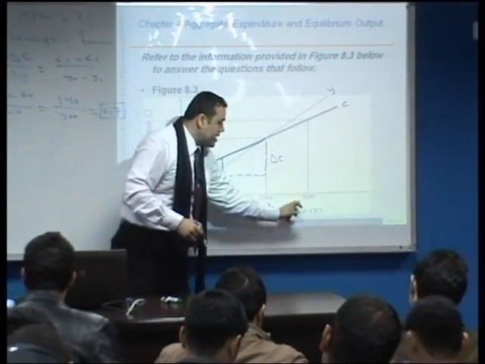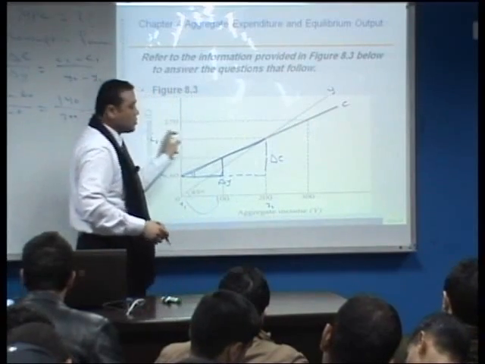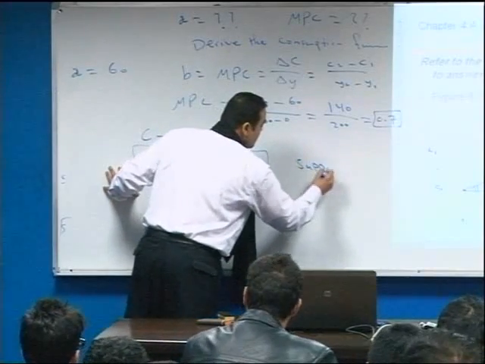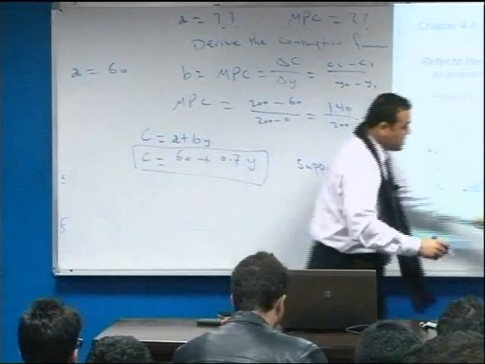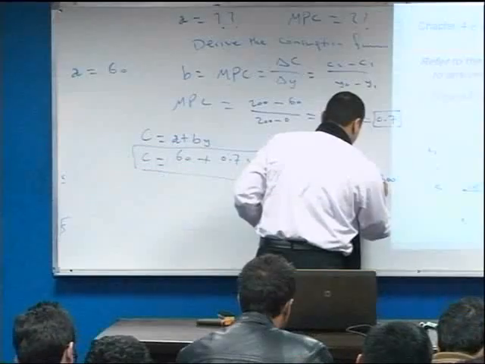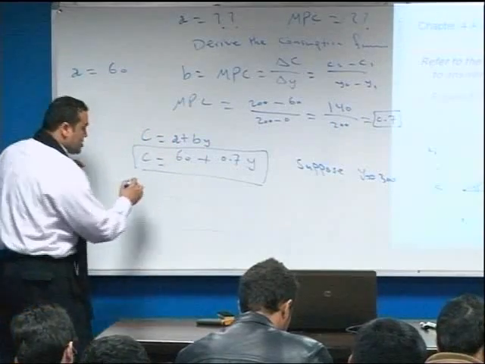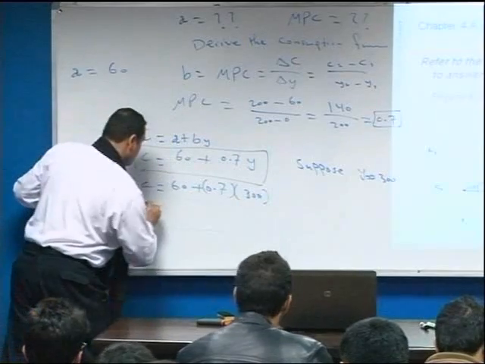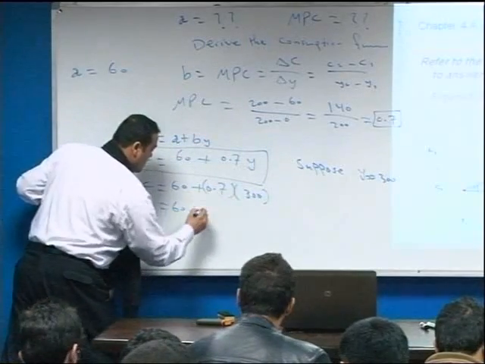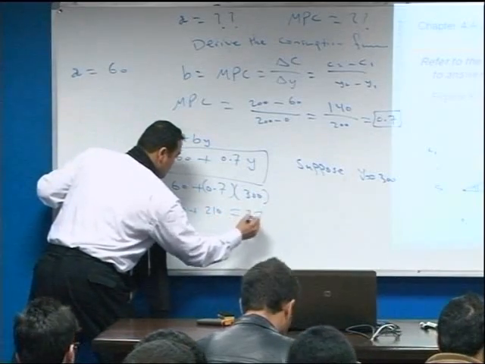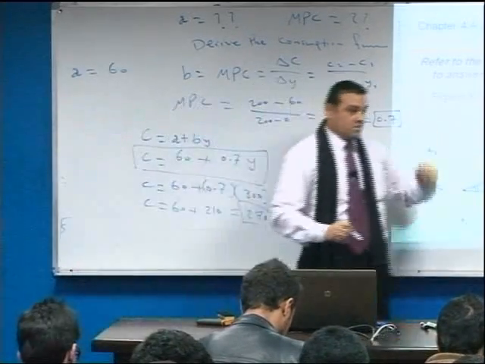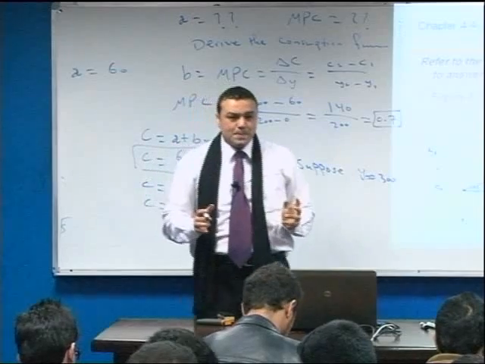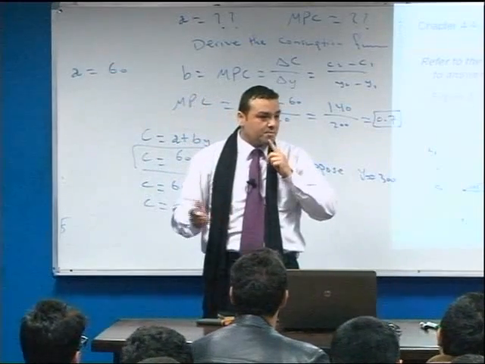Let's assume that Y equals 300, which is $300 billion. How much is the consumption? 270. So let's apply the formula. C equals 60 plus 0.7 times 300. C equals 60 plus 210, which equals 270. That's it. The same result as you see. Right? Is there a problem? Who has a problem?